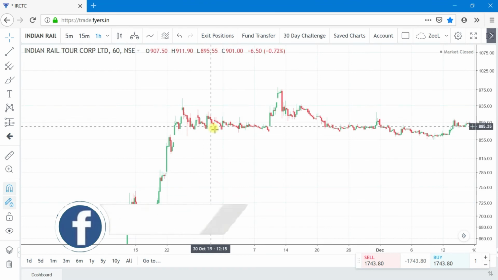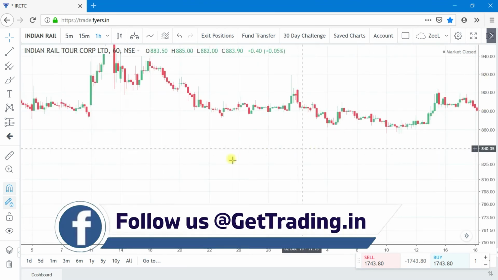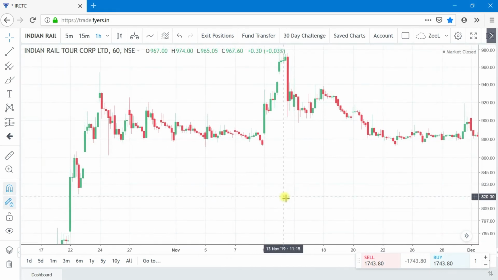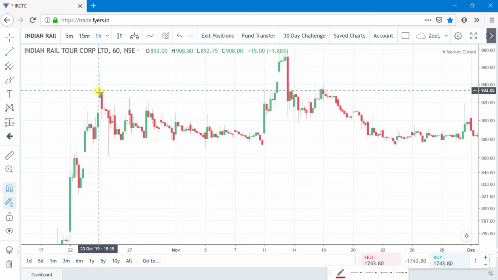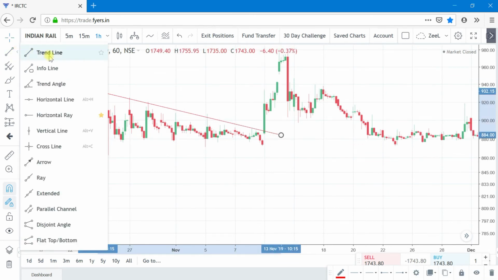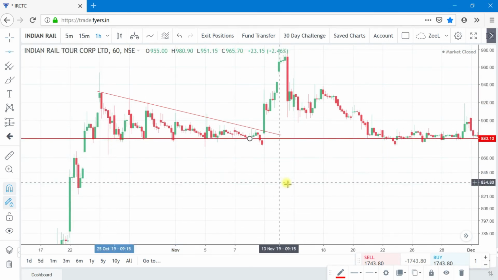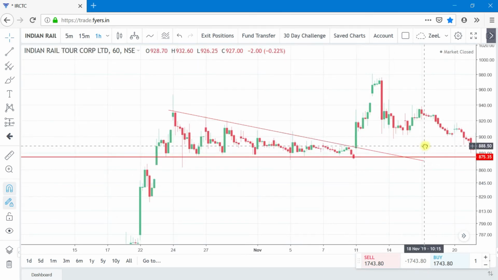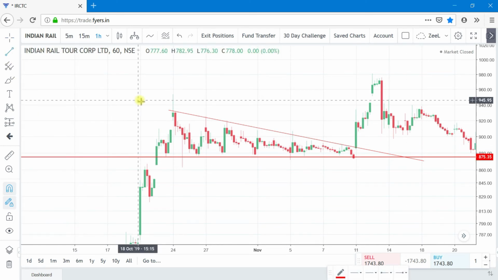See, this is a descending triangle, but the previous trend is not a downtrend. So, as this has not followed all the textbook rules, we cannot predict the side of the breakout. What we can do is draw a triangle and wait for the breakout and go in that direction. Before that, we can trade the price movements in the range too. See here, this is the horizontal support line and this is the downsloping trend line.